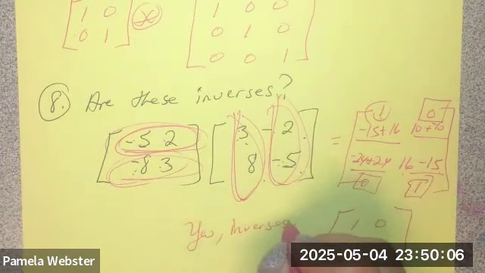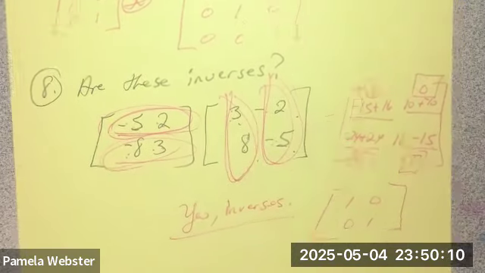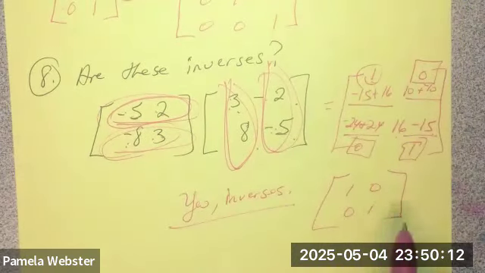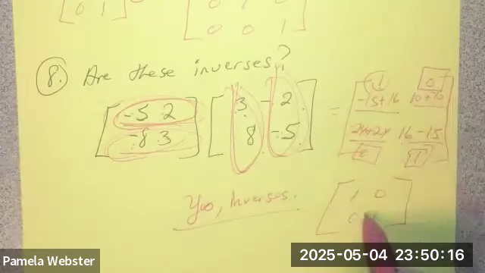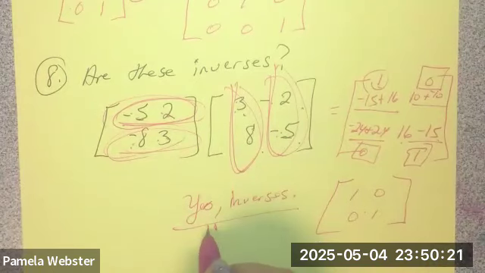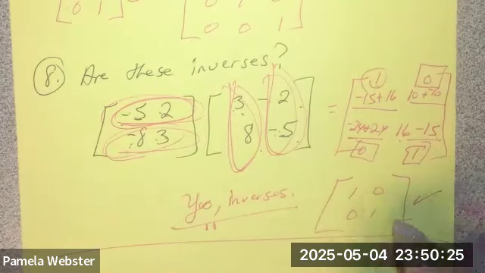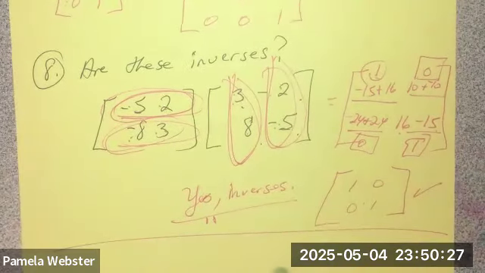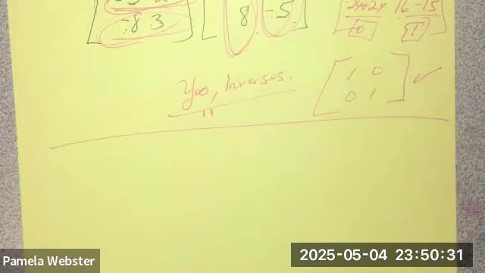And again, you have to spend just a second giving me your interpretation. It's not enough to just show me 1, 0, 0, 1. You have to show the work that you did to get here, and you have to answer the question. Yes, these are inverses. So don't just think that because I see this 1, 0, 0, 1, that means you answered the question. You need to actually answer the question.